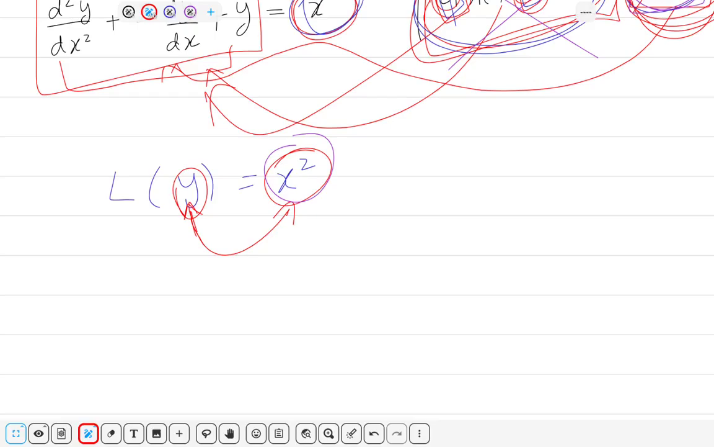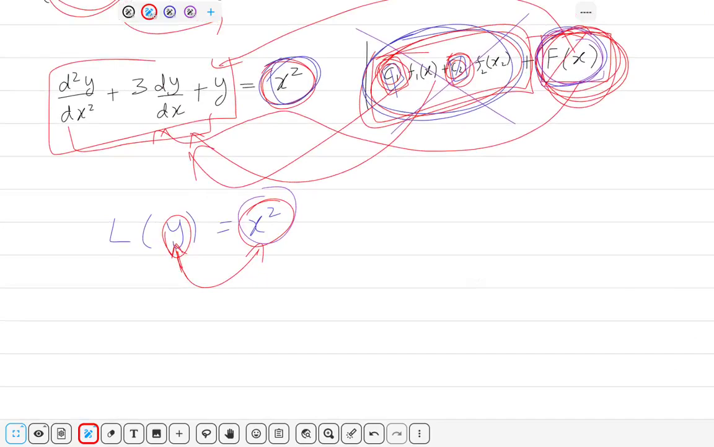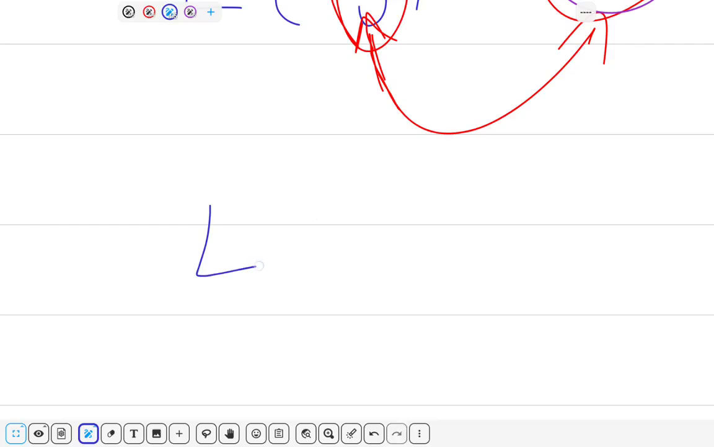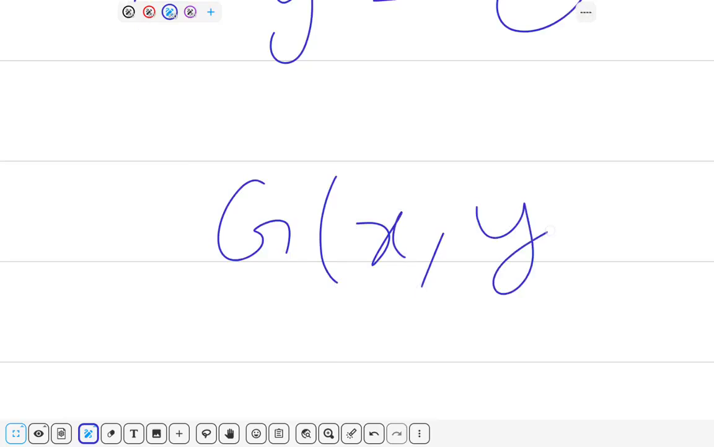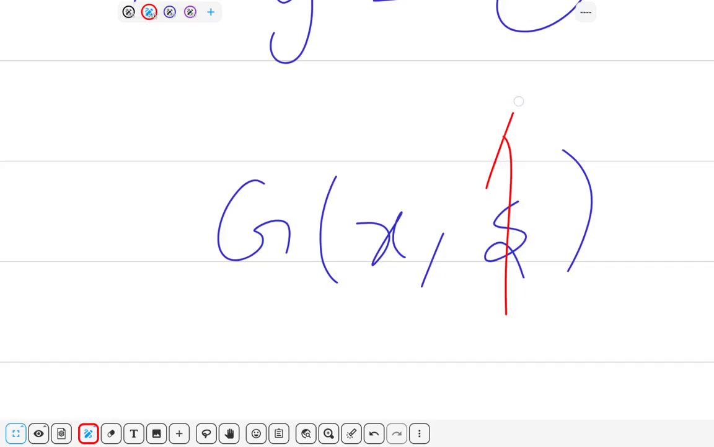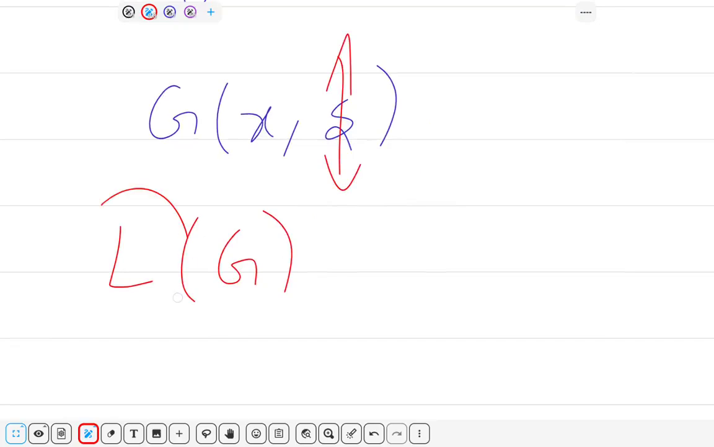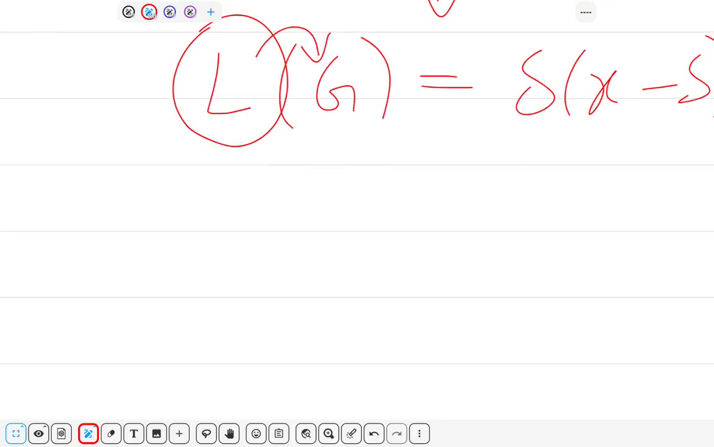Let's continue. So for now, suppose I say, okay, I don't care whatever is on the right hand side. Let me analyze only the homogeneous part, and then I find a particular function, g of x comma s. This is a parameter. I can vary it up and down. It doesn't matter. When I apply this operator on this function, I should get delta of x minus s. What does this really mean? I don't know.